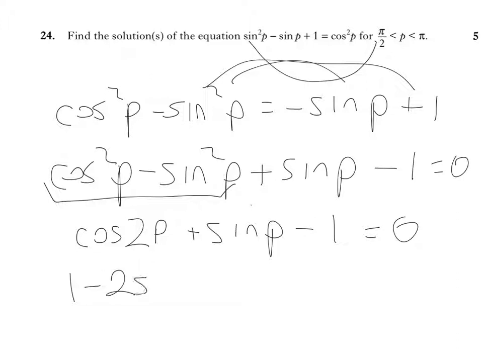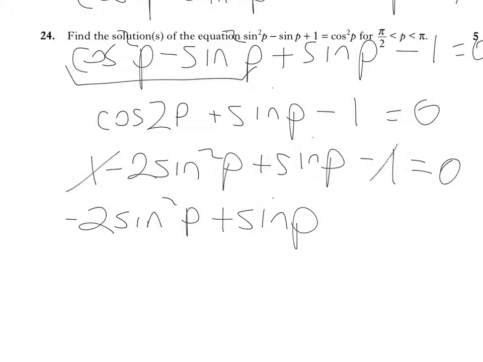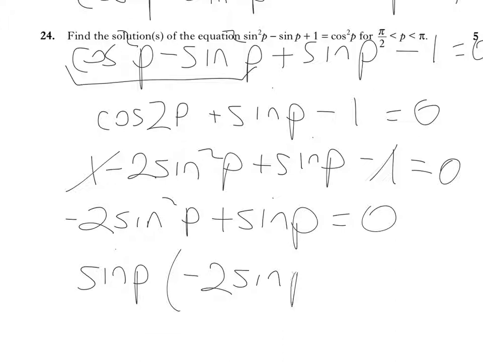I can then use cos 2p equals 1 minus 2 sin squared p plus sin p minus 1 is equal to 0. Right, so that'll be minus 2 sin squared p plus sin p, and the 1 and the minus 1 will cancel out, and that gives me 0. I'm now going to take out a common factor of sin p, so that'll be sin p bracket minus 2 sin p plus 1 is equal to 0.